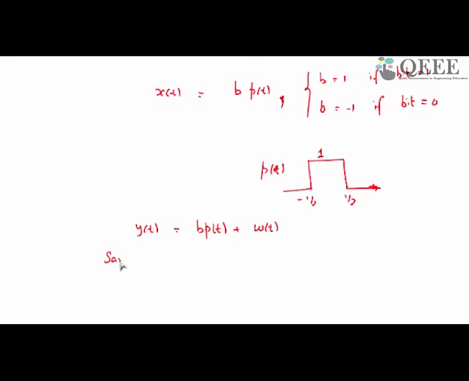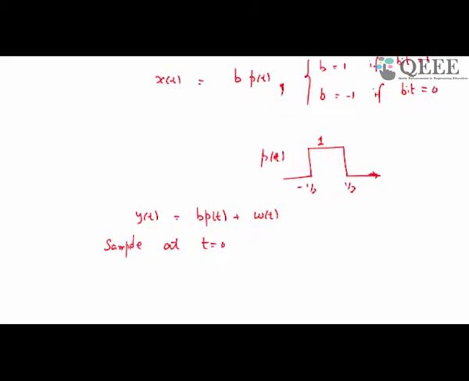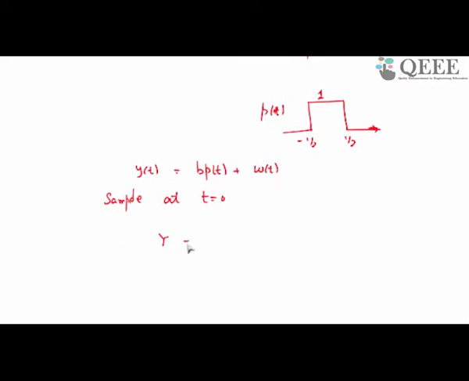Now sample at t equal to 0. Now y will be b times p of t at t equal to 0, and the sample of the pulse is 1. So I get y equals b plus w, where y is nothing but y of t at t equal to 0, w is nothing but w of t at t equal to 0, and p of t at t equal to 0 is 1.